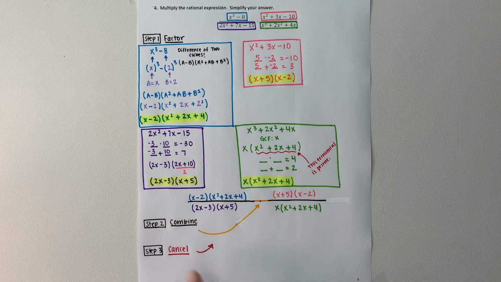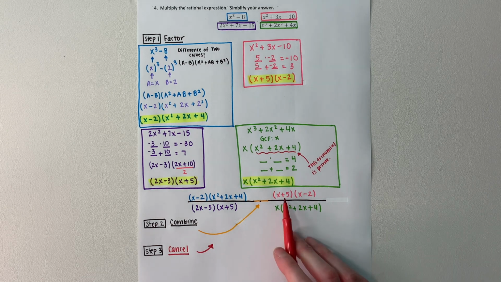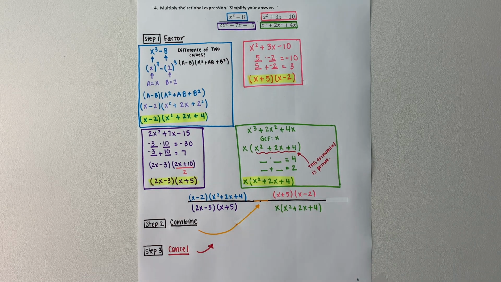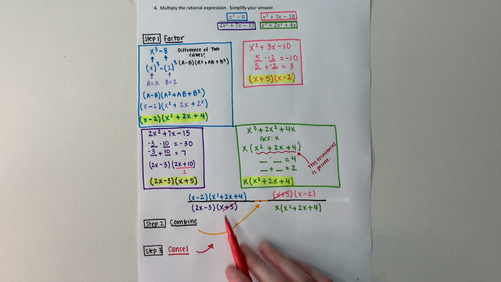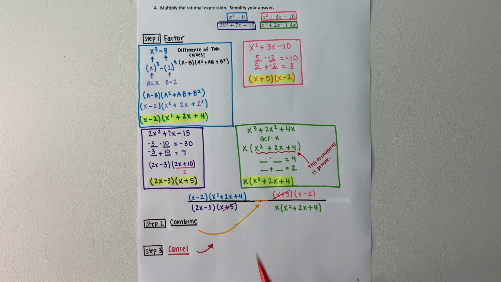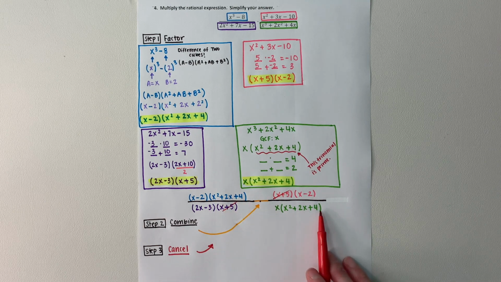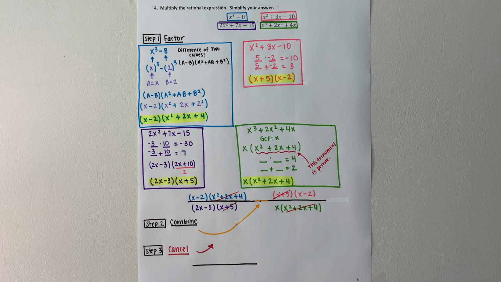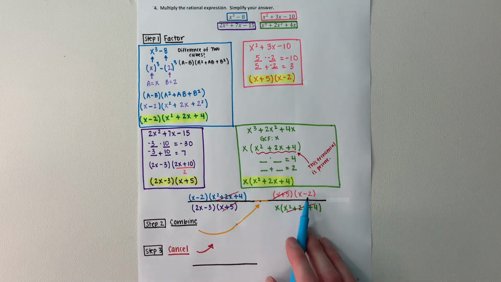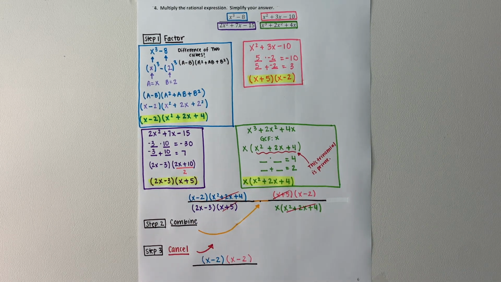For step 3, we're going to cancel any common factors. To start, I notice that the factor x plus 5 appears in both the numerator and the denominator, so I've canceled that common factor. I also notice that the factor x squared plus 2x plus 4 appears in this numerator and this denominator, so we can cancel that common factor. And it looks like we've canceled all of the common factors. So now let's write our final answer. In the numerator, we're left with x minus 2 times x minus 2. And in the denominator, we're left with 2x minus 3 times x.